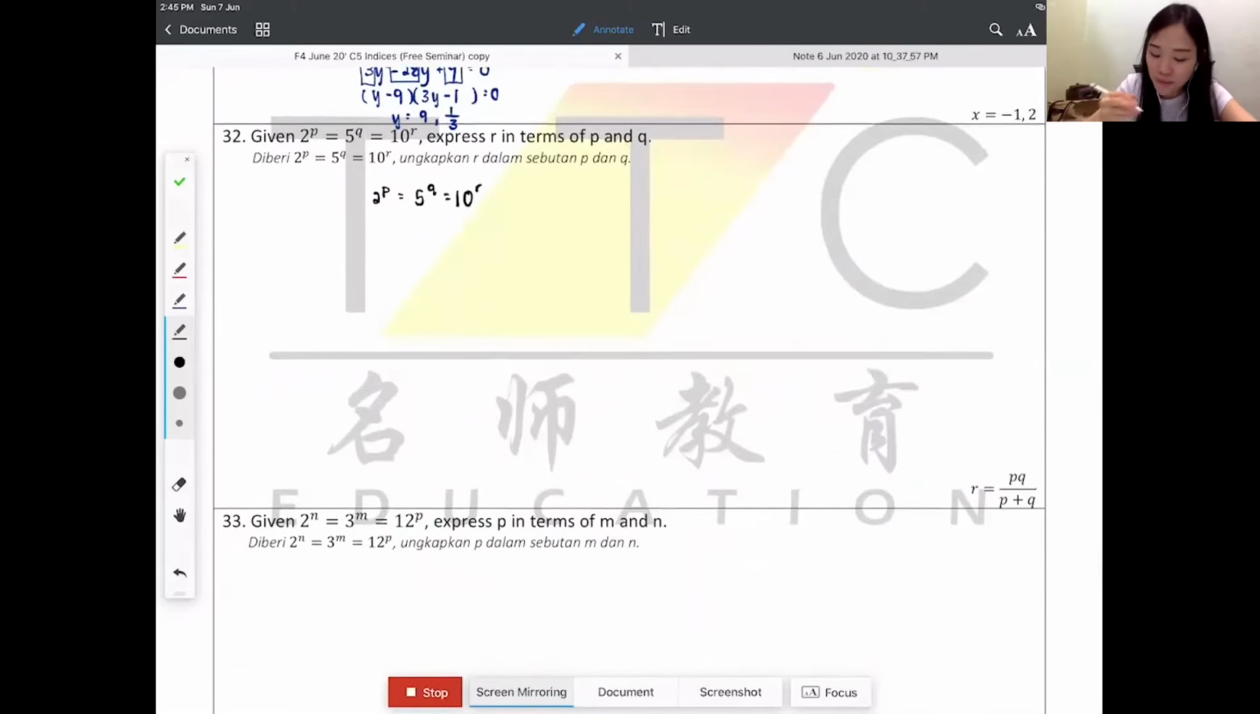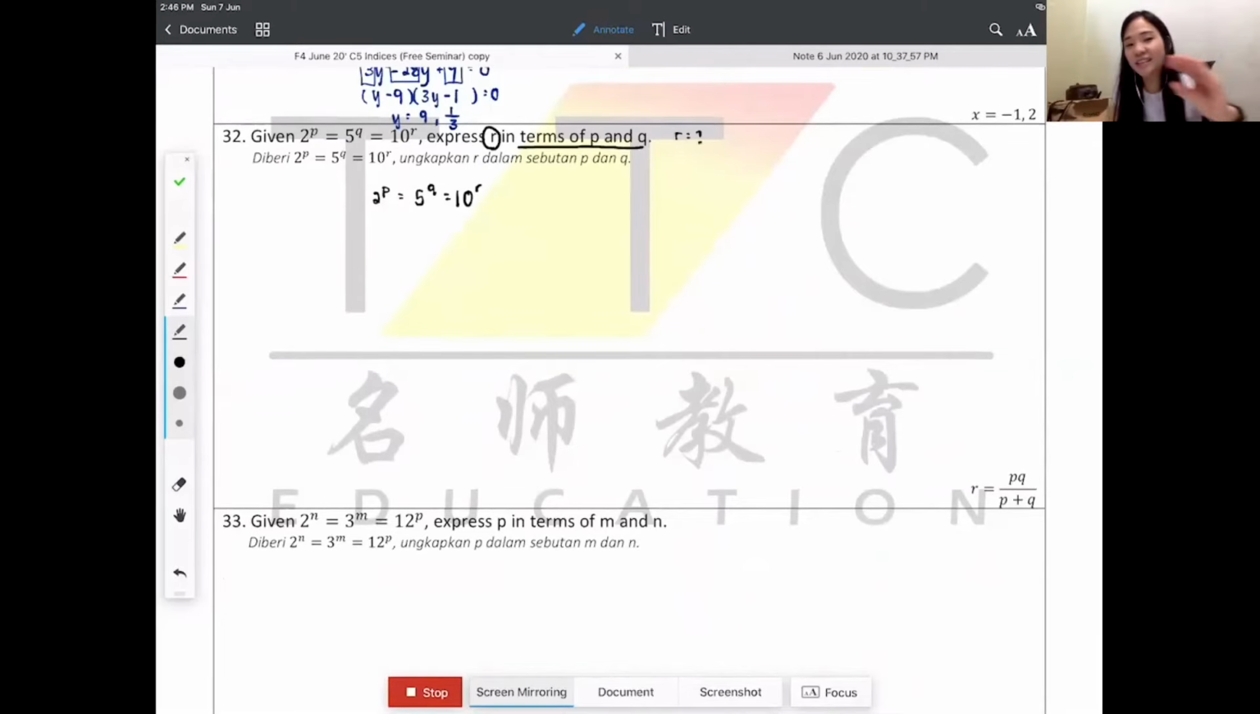So guys, these questions, they give you this, okay? Very straightforward. This is a paper 1 question. They just give you 2 power p equals 5 power q equals 10 power r. Then they say, express r in terms of p and q. Just in case you don't know what that means: express r in terms of p and q means later on your answer will be r equals to what, p, what, q, okay? So that means you want to find r.